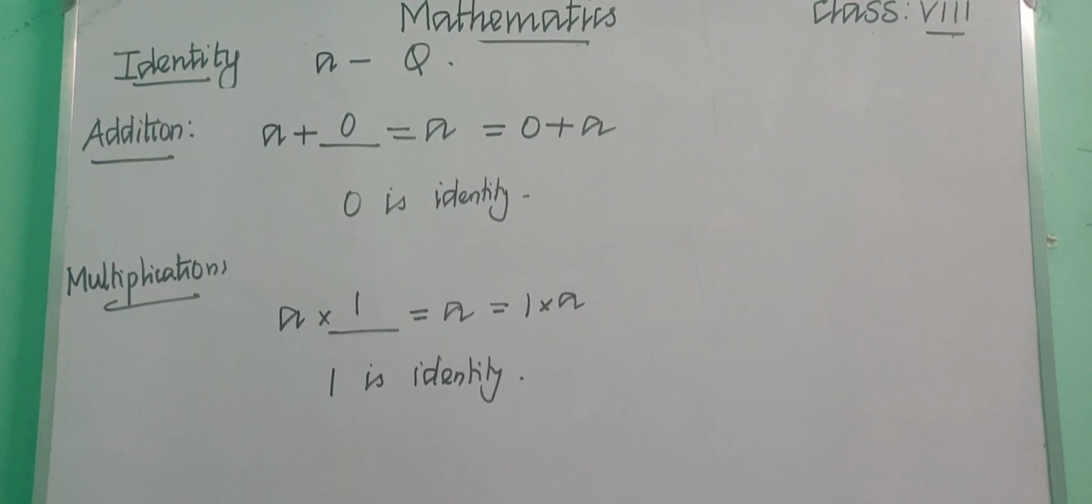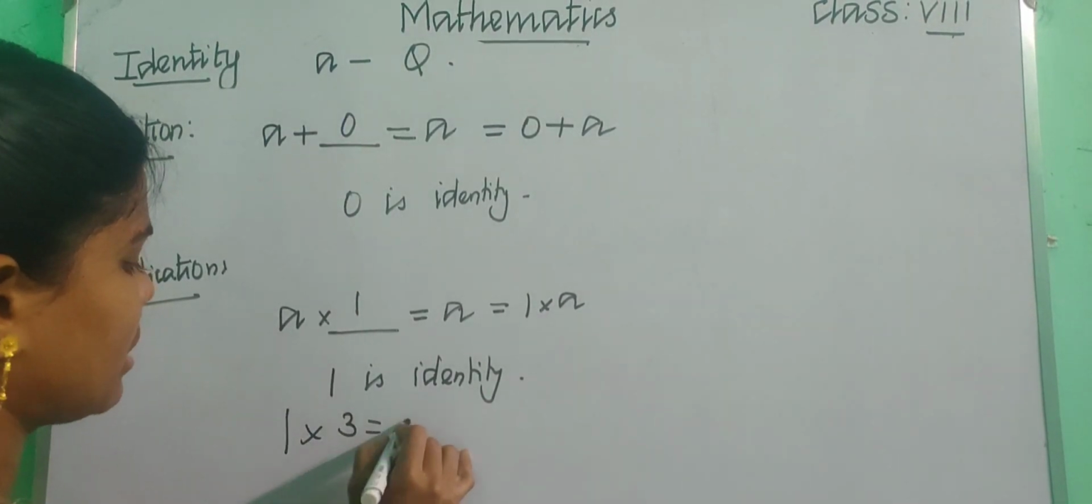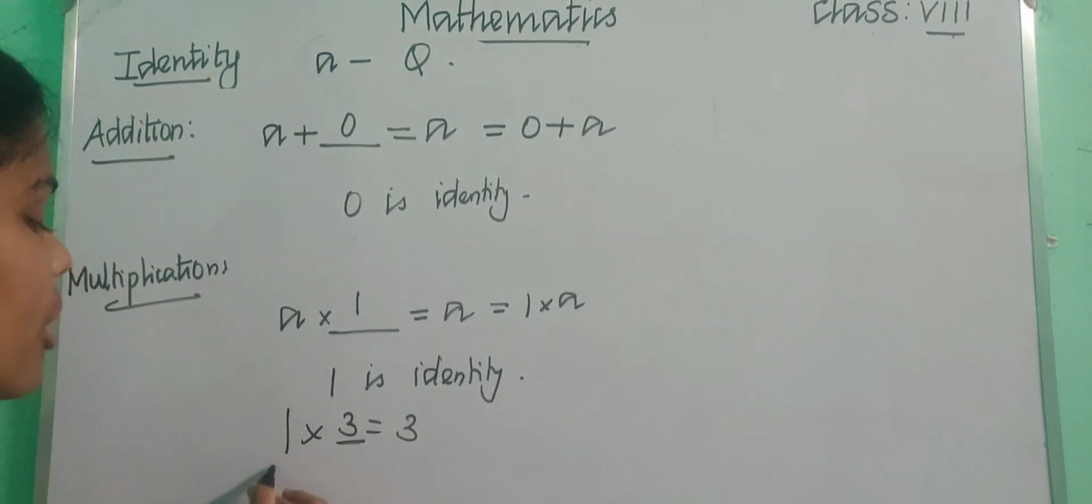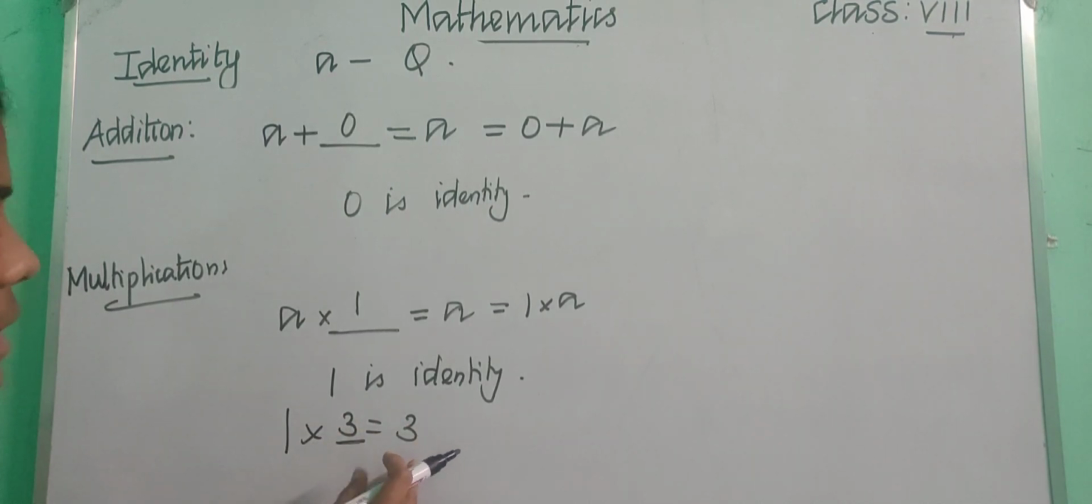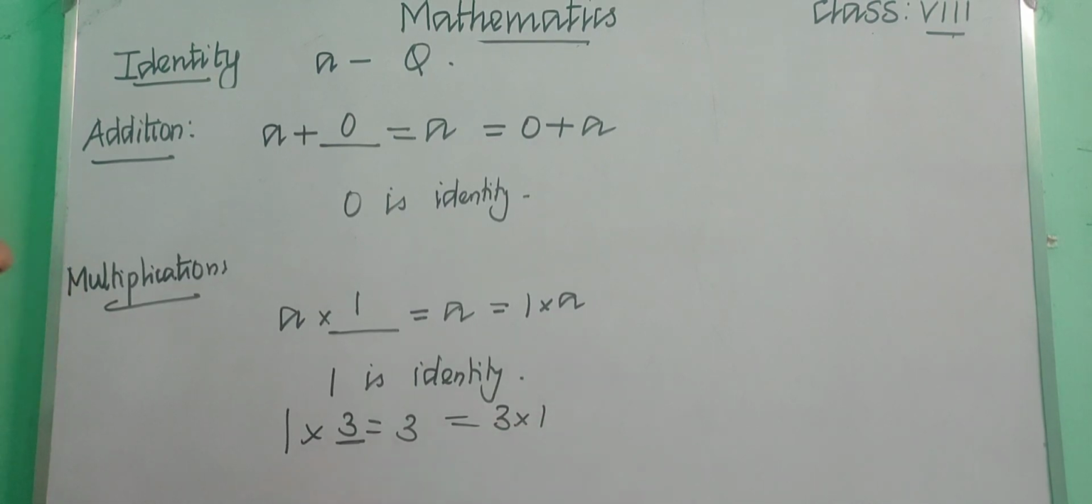Simply what is the example we can say? 1 into 3 is 3. Simply if you are multiplying 1 into 3, what will you get? 3. So it's a rational number. So if you are multiplying 1 with any rational number, you will get the same answer, that is 3, right? Simply we can multiply 3 into 1, we will get the same answer, okay children. So this is called identity. So let us see the next property, that is inverse property.